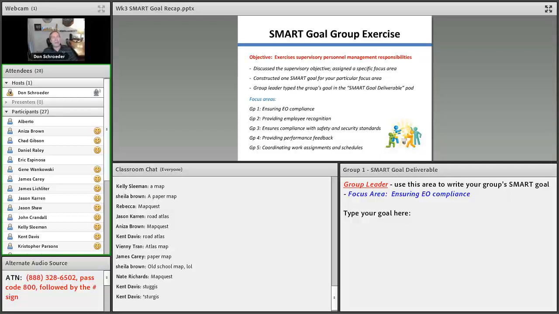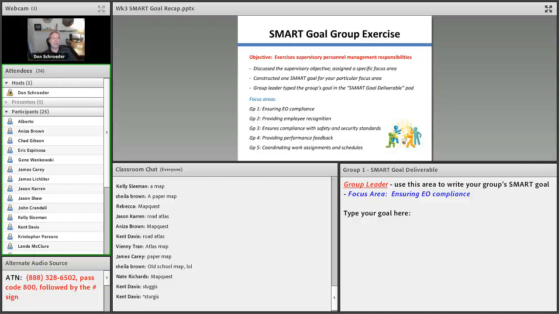All right, so as you see, whoever would have been in group 1, you all would have been developing a SMART goal on how you as the supervisor ensure EO compliance. Group 2 would be identifying how the supervisor will provide employee recognition, different things that they may do. Group 3 would have been looking at how the supervisor ensures compliance with safety and security standards. Group 4 would have been looking at how the supervisor will provide performance feedback. And Group 5 would have been looking at how the supervisor is coordinating work assignments and schedules.